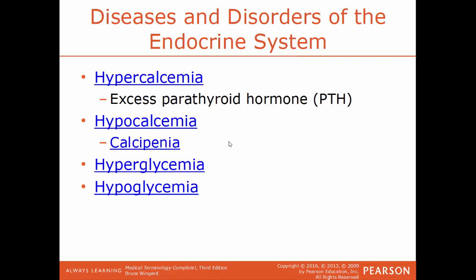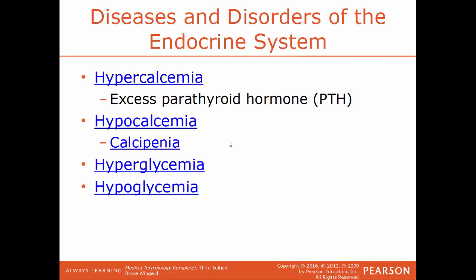Hypercalcemia, this is a condition of the blood where your levels of calcium are way too high. And this is due to the overproduction of parathyroid hormone, or PTH. And the opposite of that would be hypocalcemia, where levels of blood calcium are too low. Another term for that condition would be calcipenia.